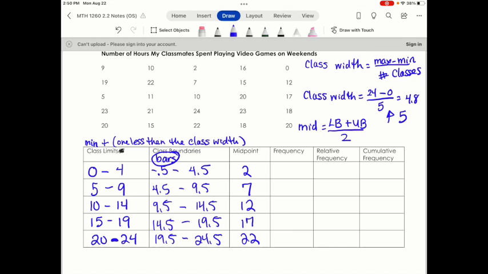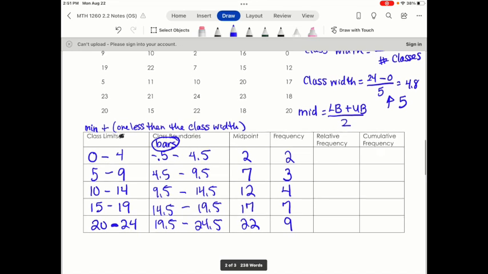Okay, now that you've sorted your data on your calculator, you should see that on the first interval or the first class, there's 2 values that fall between negative 0.5 and 4.5. For the second class, you should see that there's 3 values that fall between 4.5 and 9.5. For the third class, there should be 4 values that fall on that interval. And then if you continue, you'll see that you have 7 and then 9 for the last 2.